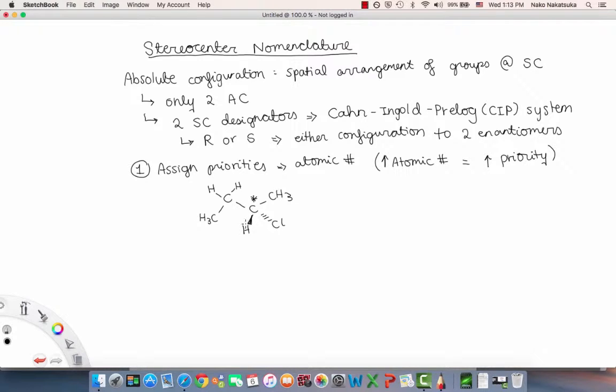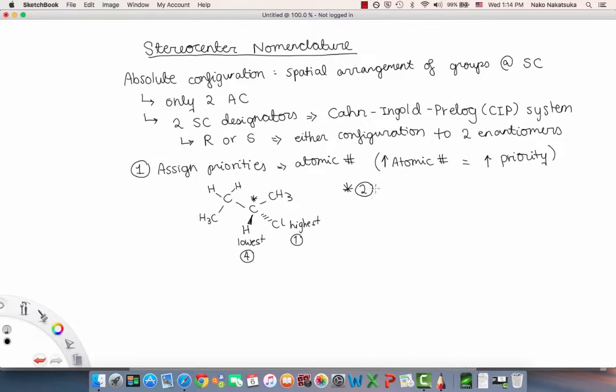Hydrogen has the lowest atomic number of just 1, and so it's going to be the lowest. And so I'm going to assign a priority number of 4. Chlorine has the highest priority with an atomic number of 17, and so this is the highest. And so I'm going to give it number 1. So at this point, I'm going to draw a little star here to talk about number 2, which is when you have two of the same atoms in terms of atomic number. So this is a methyl group and this is an ethyl group, right? And in this case, they're both carbons.